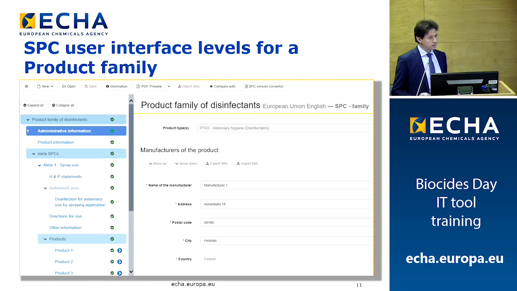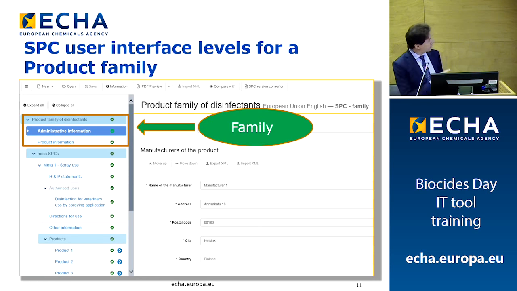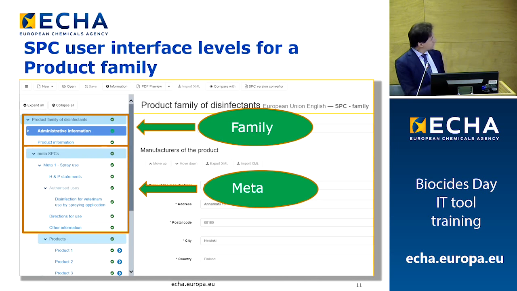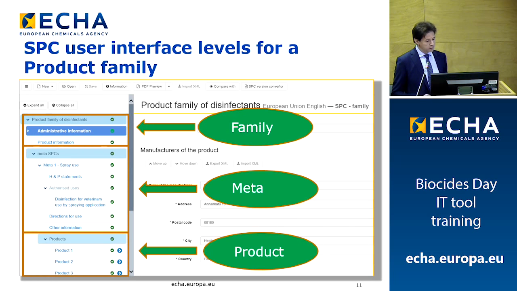And this concept about product family is also replicated, that's why it has been developed, in the interface of the SPC for family. So you have the first part here on the left, which is related to the family level. In there, if you click on those 2 links, you will be able to put information about the family. The meta level is as an example here. And finally, you have all the 3 products of the example that we were showing.